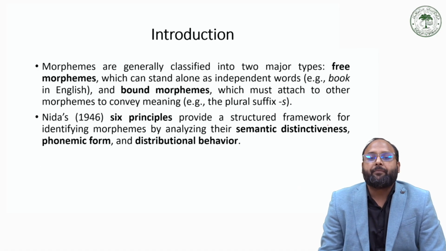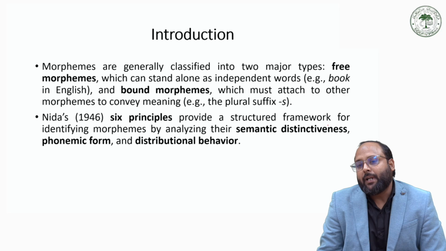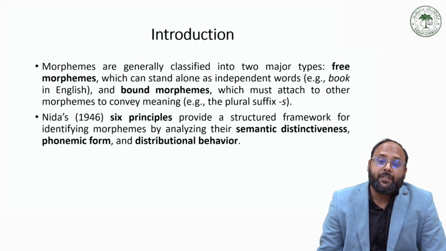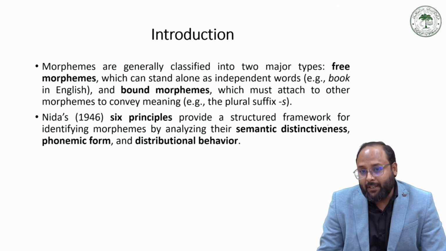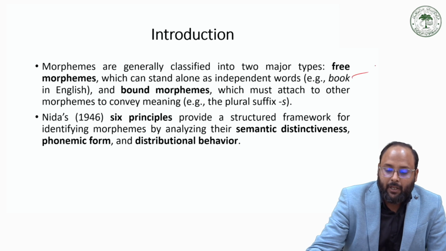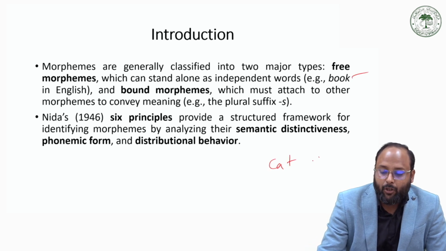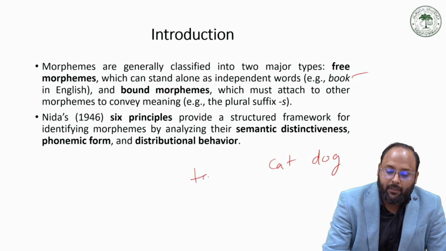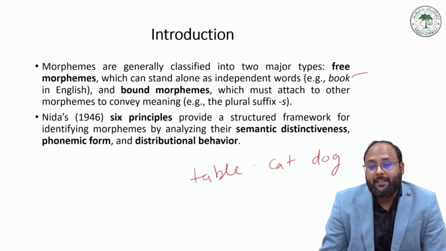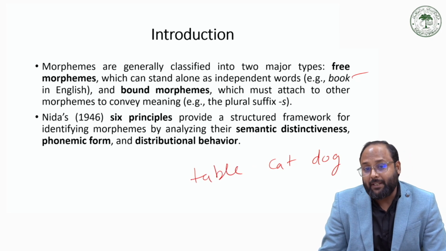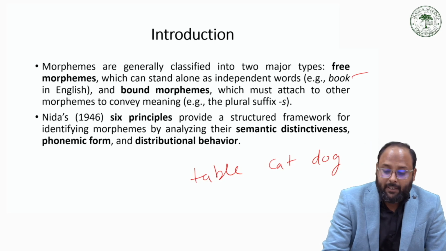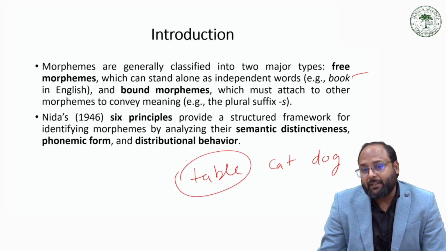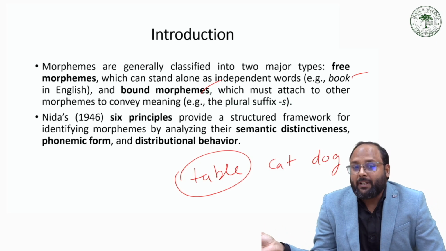Basically, morphemes are divided into two types. One is the free morpheme, which occurs independently in a language, like book, cat, dog, table. These are free morphemes; they cannot be further divided, and independently they carry meaning. On the other hand, bound morphemes do not have independent meaning, but they have meaning in combination with free morphemes.